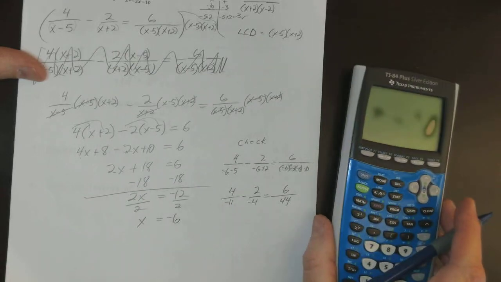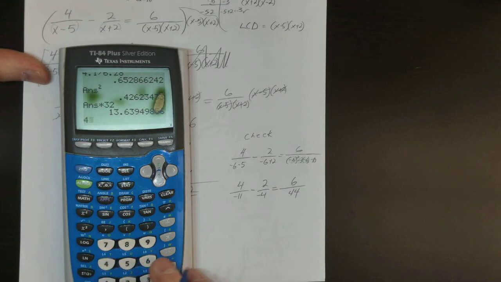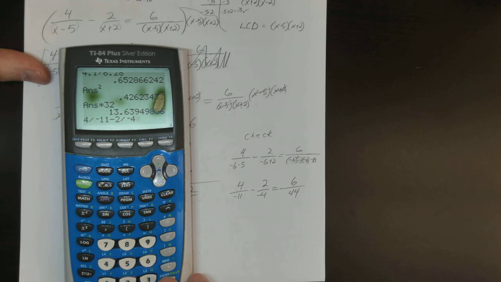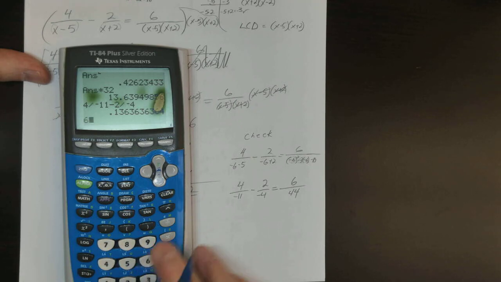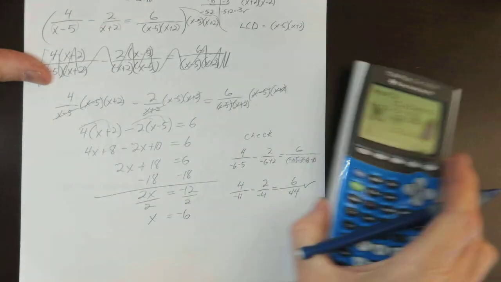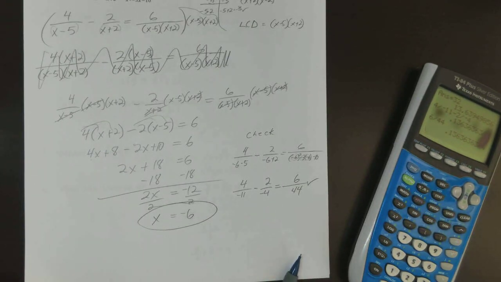All right. Four divided by negative 11 minus 2, this will follow order of operations, divided by negative 4. I'm a little scared here. Okay, let's look what 6 divided by 44 is. Oh, it is equal. Yay! All right, so this checks. X is equal to negative 6, and I am finished with this video.